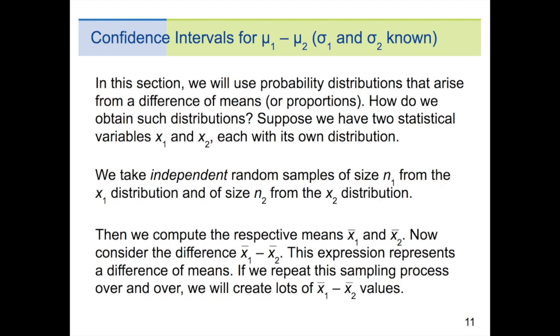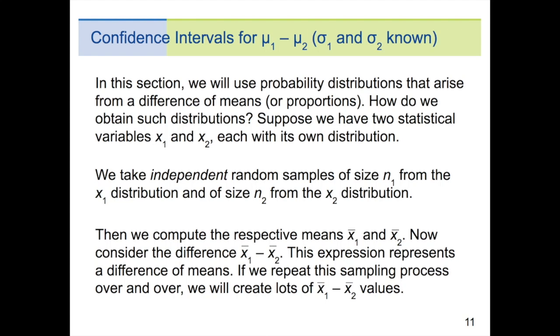Suppose we have two statistical variables, x sub 1 and x sub 2, each with its own distribution. We take independent random samples of size n sub 1 from the x sub 1 distribution and of size n sub 2 from the x sub 2 distribution. Then we compute the respective means, x sub 1 bar and x sub 2 bar. Now consider the difference, x sub 1 bar minus x sub 2 bar. This expression represents a difference of means.